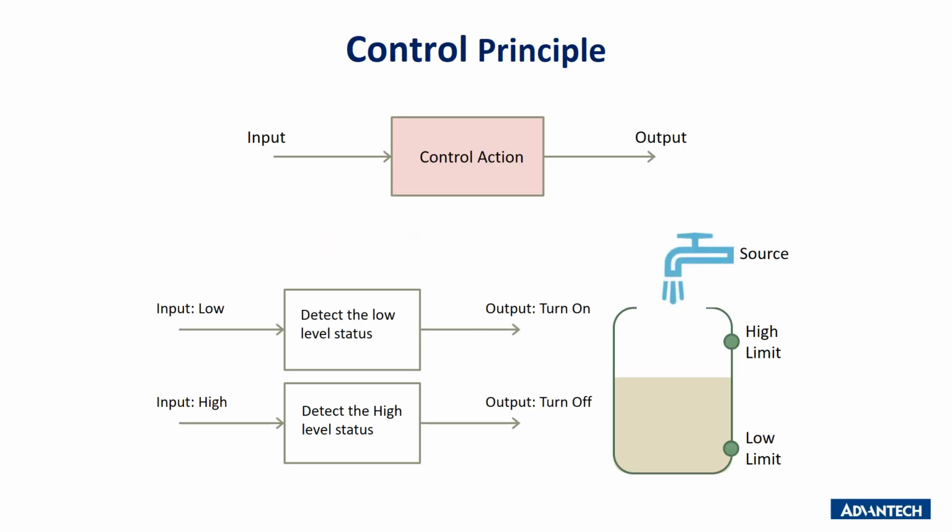The basic control principle has three processes: input, control action, and output. A complicated system includes many input, control, and output processes. For example, here is a water tank control system. We expect that when the water is low, it can automatically input water, and stop the input when the tank is full. Therefore, we need the high and low limit signals to be the input, and the control of the water source to turn on and off. At least we need logic for this system. Repeating these two logics will automatically keep the tank at an available level.